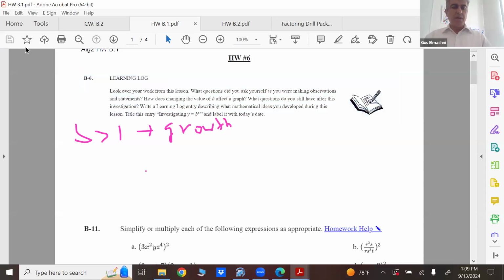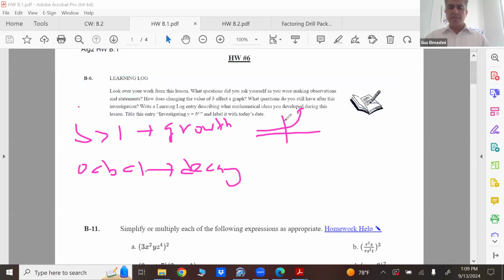My apologies. All right, so yeah, when b is greater than 1, that's growth. If b is between 0 and 1, that's decay. Those are things we talked about last class, right? So growth looks like this. If you have y equals 2 to the x, you're multiplying by 2 every time x goes up by 1. So x is 1, y is 2, x is 2, y is 4, x is 3, y is 8, x is 4, y is 16, and so forth.